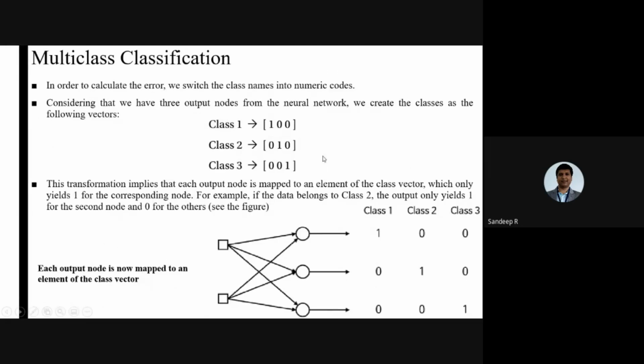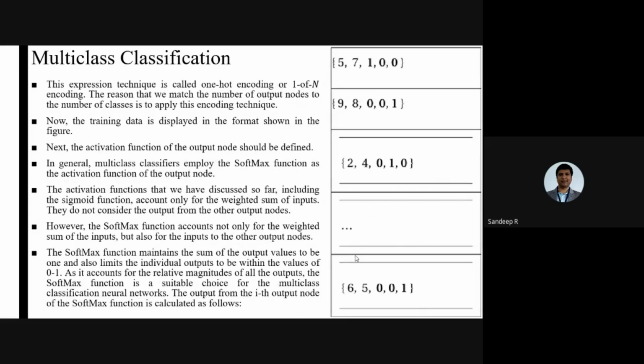And next, we will have to bring everything in terms of numbers. So class 1 means 100, class 2 means 010. We will try to encode it. And class 3 is 001. So having the number of output nodes equal to the number of classes is called the one hot encoding technique.